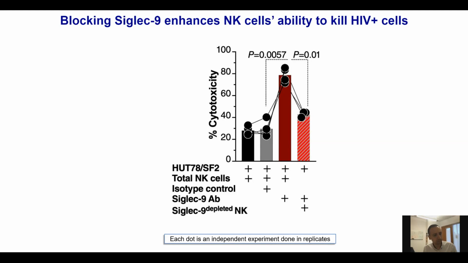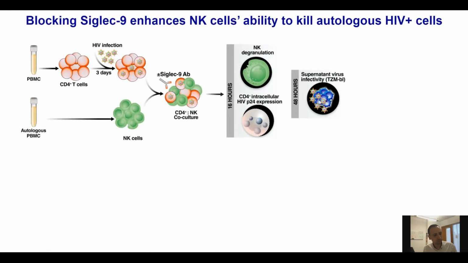This experiment was done using cell lines infected with HIV, but we could also recapitulate this data using autologous assays, where we isolate PBMCs from individuals, isolate CD4 T cells from those PBMCs, and infect them with HIV. At the same time, we isolate NK cells from the same donors, and then we co-culture those HIV-infected CD4 T cells and NK cells in the presence or absence of an isotype control or the Siglec 9 blocking antibody. And then we can do different measurements.